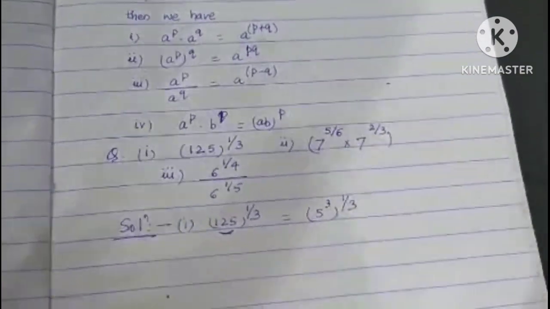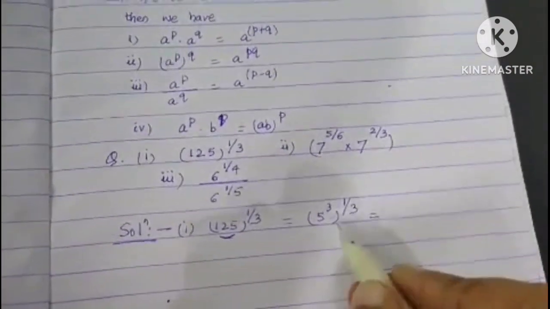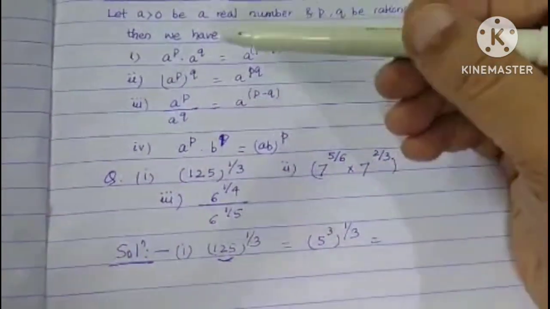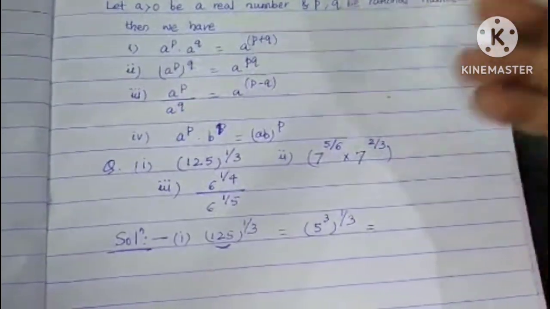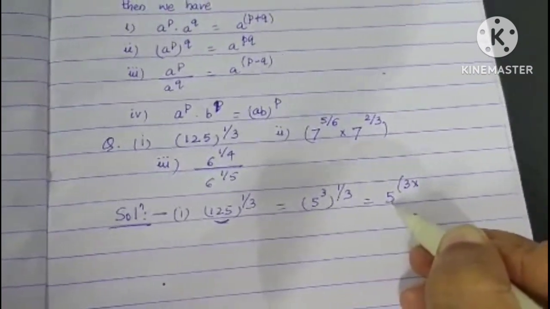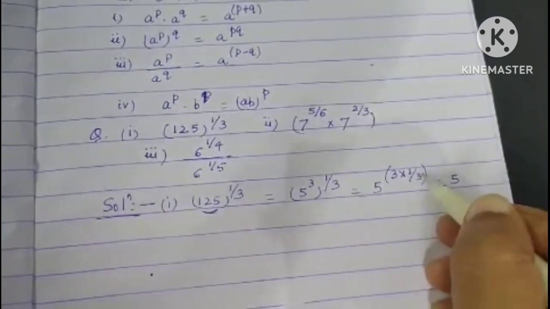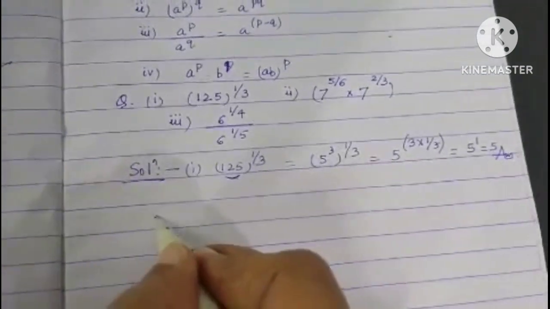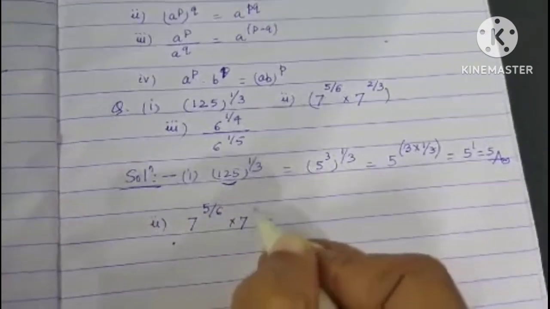We know 5 to the power 3 is 125. 5 fives are 25, 25 fives are 125. Now compare this with the formulas: 5 to the power 3, whole power 1 by 3. You check here, (a to the power p) whole power q is equal to a to the power pq. So you write 5 to the power pq, 3 multiplied by 1 by 3, that is equal to 5 to the power 1, that is equal to 5, and this will be our answer.